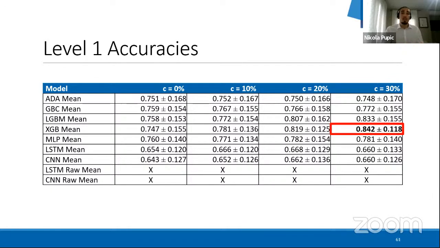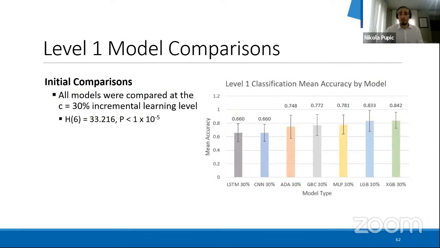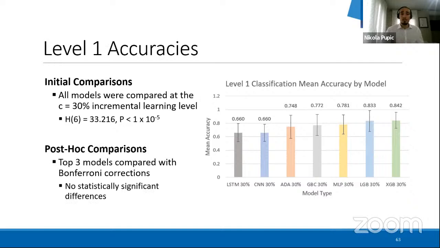The best performing model here was the XGBoost model with a mean accuracy of 84.2% at 30% incremental learning. When I compared all the 30% incremental learning models, the omnibus test reported a significant difference between the mean accuracies of the models. However, post hoc Bonferroni comparisons of the top 3 models found no statistically significant differences. Therefore, the top models perform comparably and should all be examined before deciding which model is best to use.